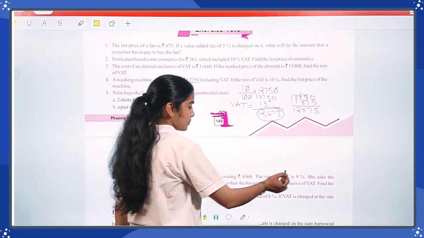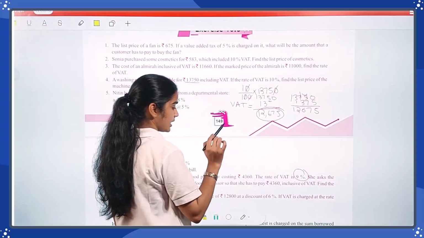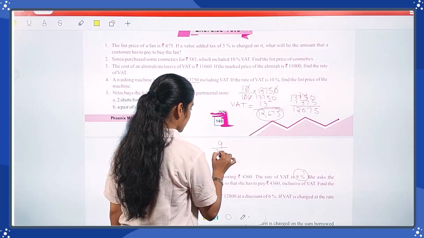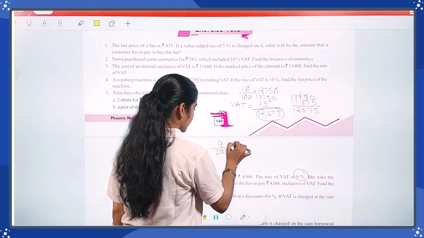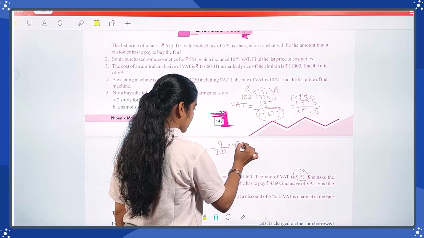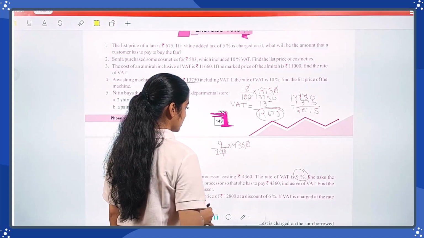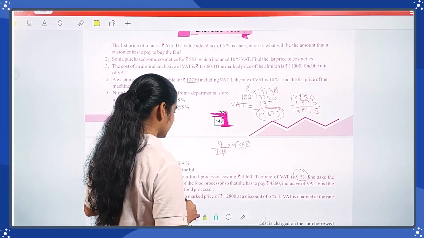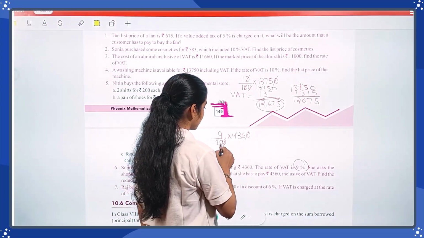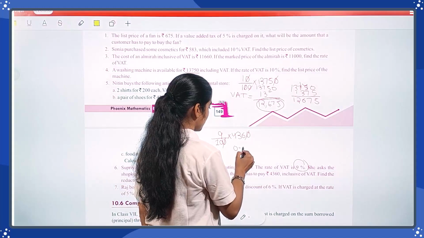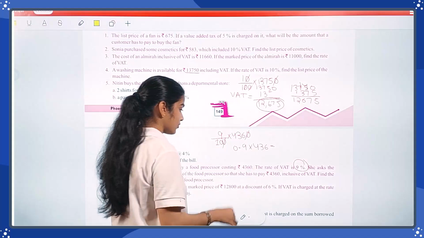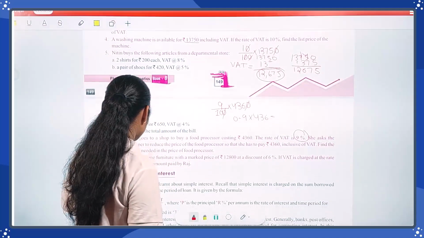So it means that 9% we should be paying, because it is a tax for us. So first of all, we have to find out the 9% of 4,360. So zeros cancel out with 0. Now we have 0.9 multiplied by 436. Whichever your answer is, you have to subtract from 4,360.